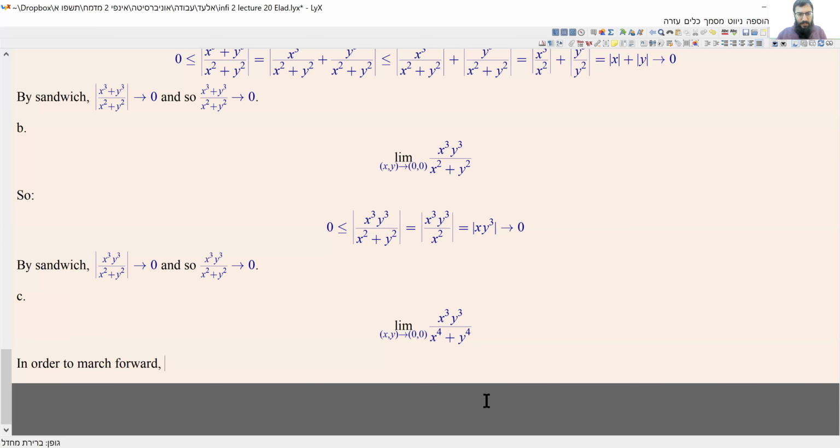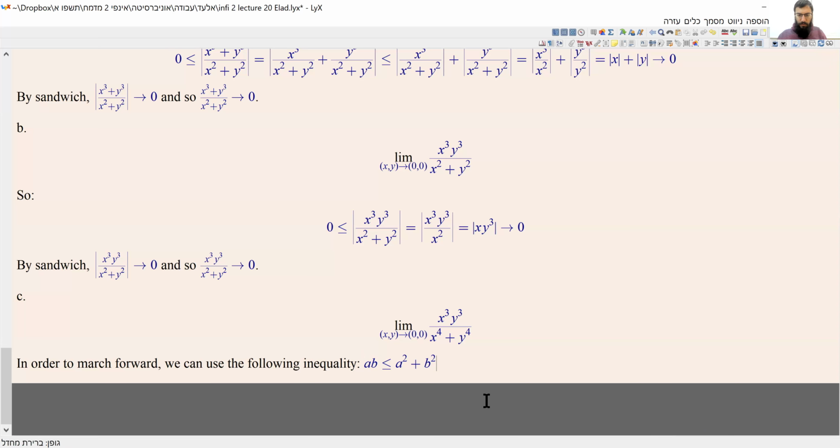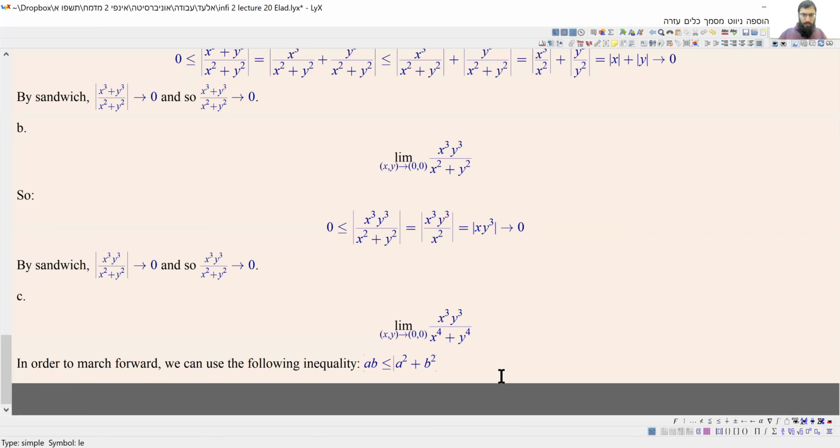Yes. We can use the following inequality. If you have multiplication of a and b, it is always smaller than a squared plus b squared. One can easily show it. Multiply by half. But we don't need the half.